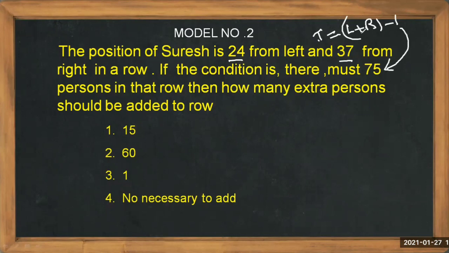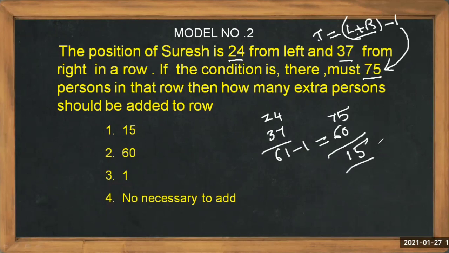So let's add both sides. We get 24 plus 37 is equal to 61, and minus 1 is equal to 60. As per the ranks of Suresh, the total number of students is 60. But in that row, there must be 75. So how many extra persons should be added? We subtract 60 from 75, and we get 15. Very simple. The answer is 1. Got the point? And the next one.